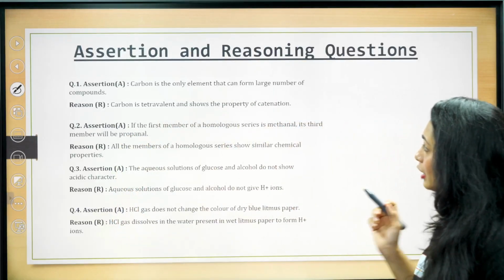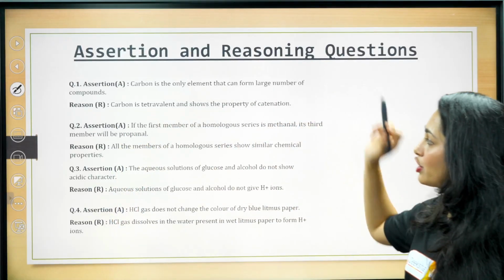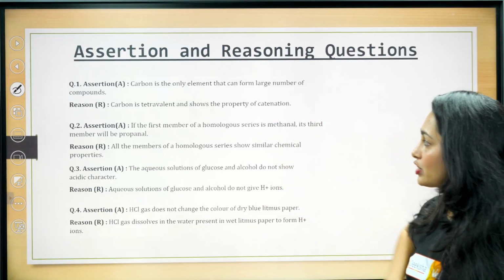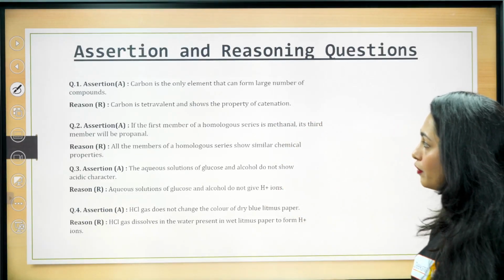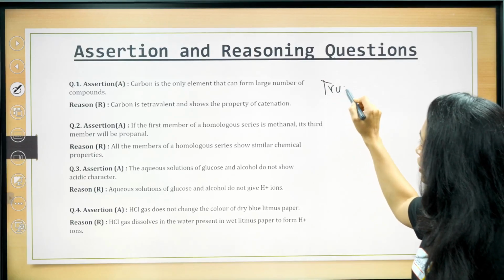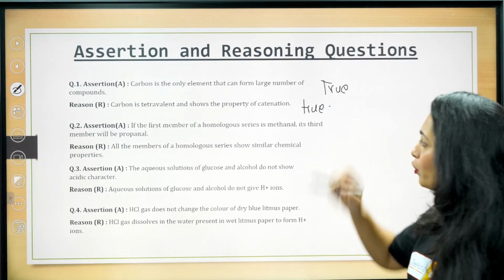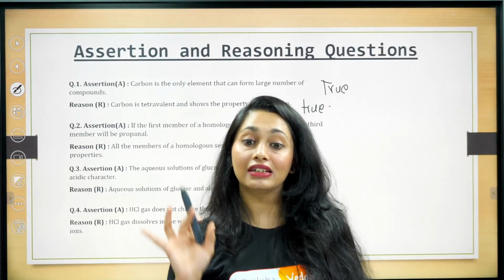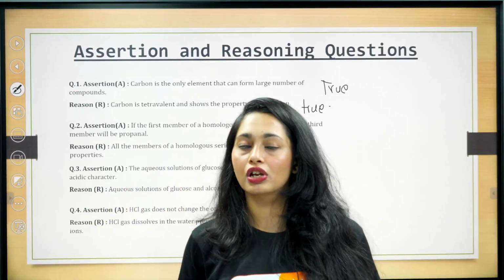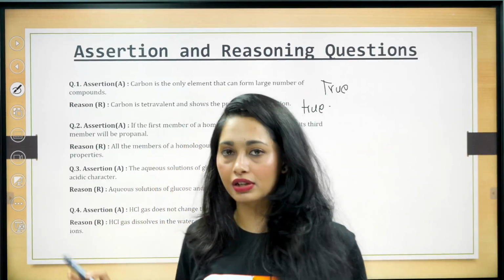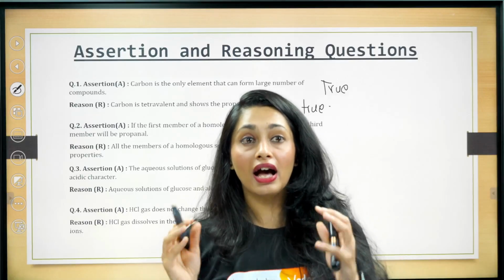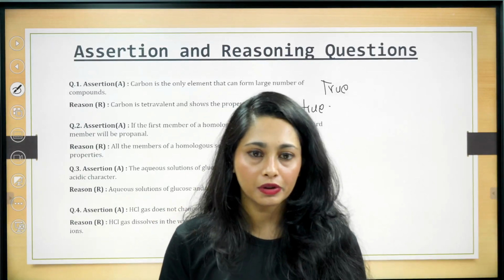So assertion here: carbon is the only element that can form large number of compounds. Reason: carbon is tetravalent and shows the property of catenation. This is also true. So both assertion and reason are true here, and reason is the correct explanation of assertion. In order to solve these kind of questions, you need to have a really good understanding of the concept.